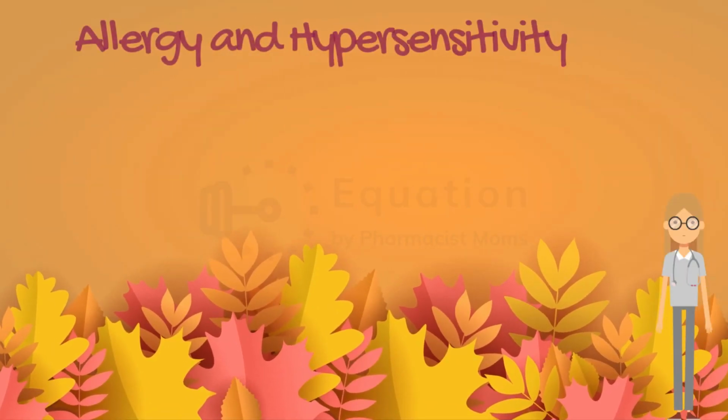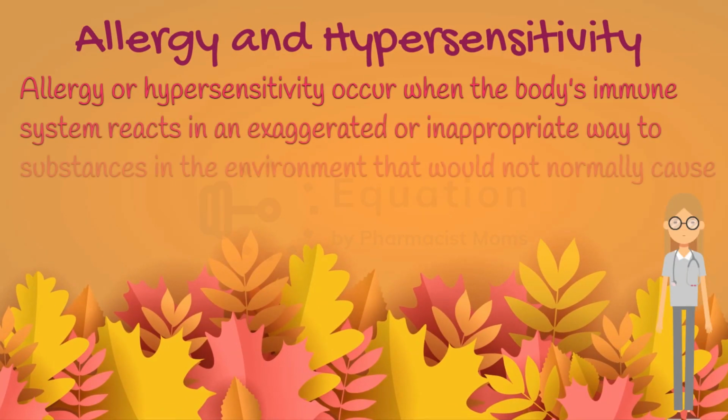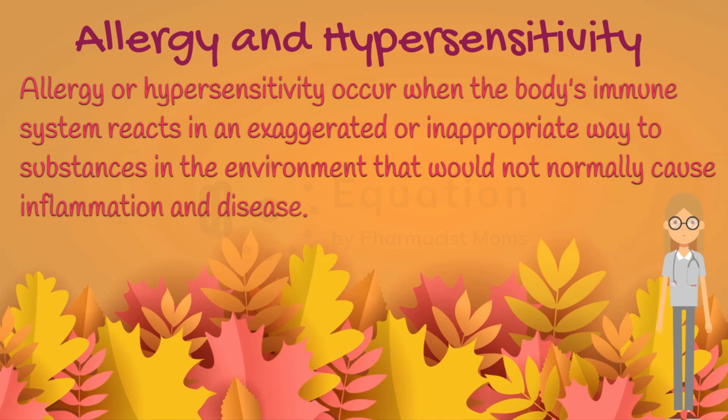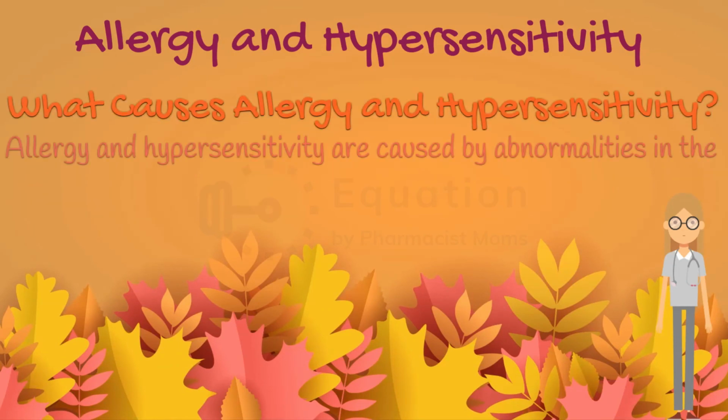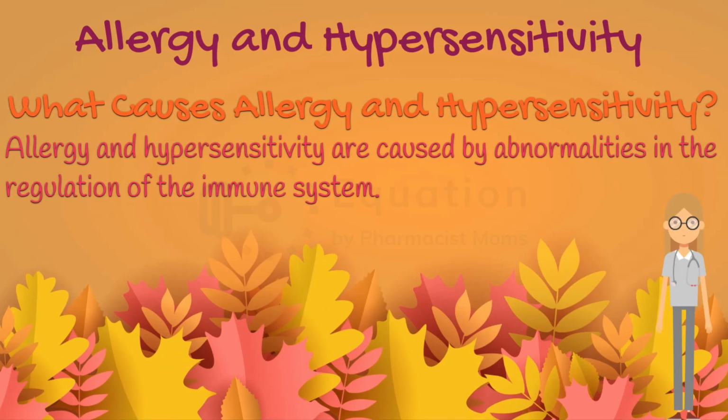Last topic that we will discuss is allergy and hypersensitivity. Allergy or hypersensitivity occur when the body's immune system reacts in an exaggerated or inappropriate way to substances in the environment that would not normally cause inflammation and disease. What causes allergy and hypersensitivity? Allergy and hypersensitivity are caused by abnormalities in the regulation of the immune system.